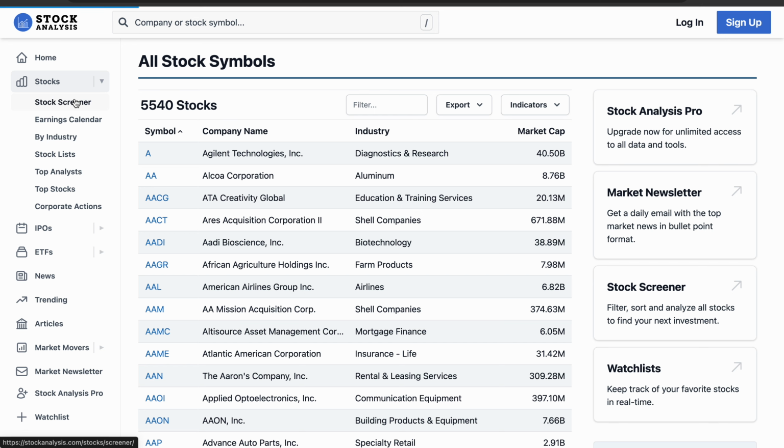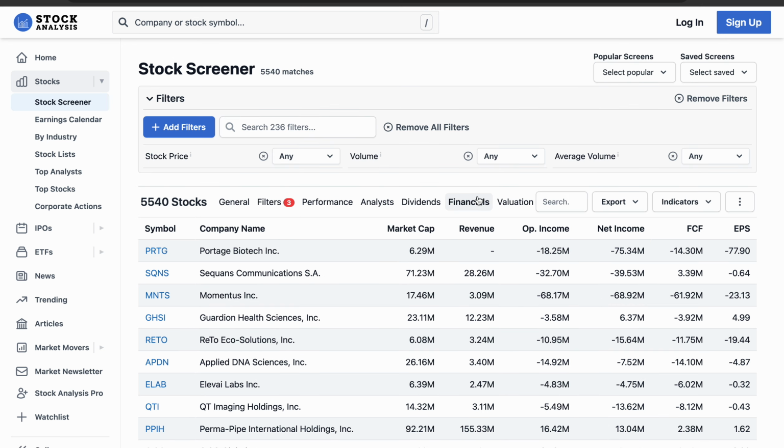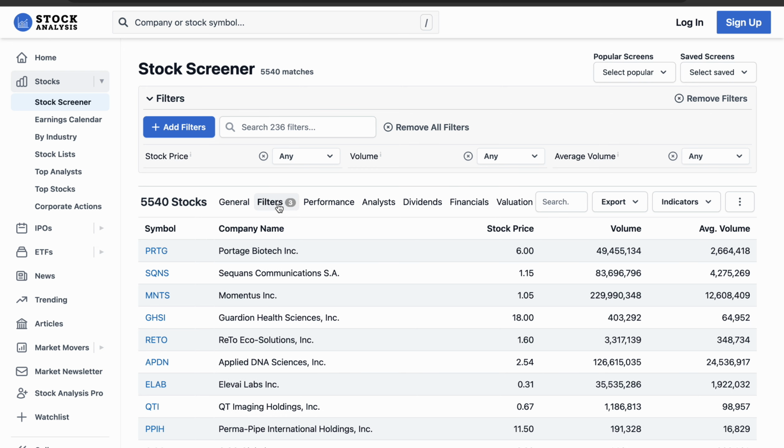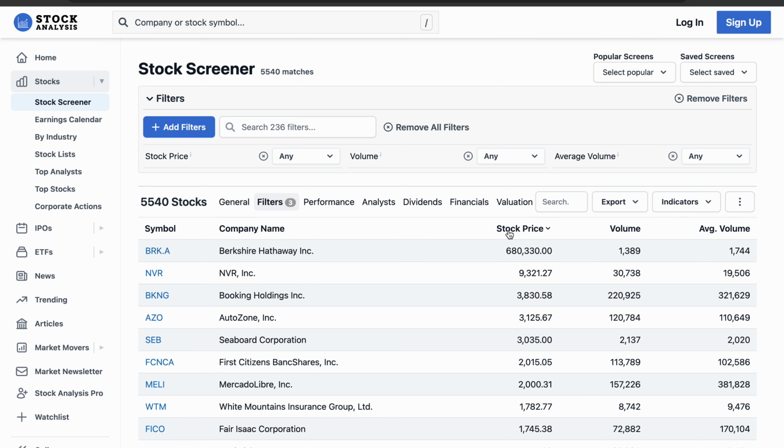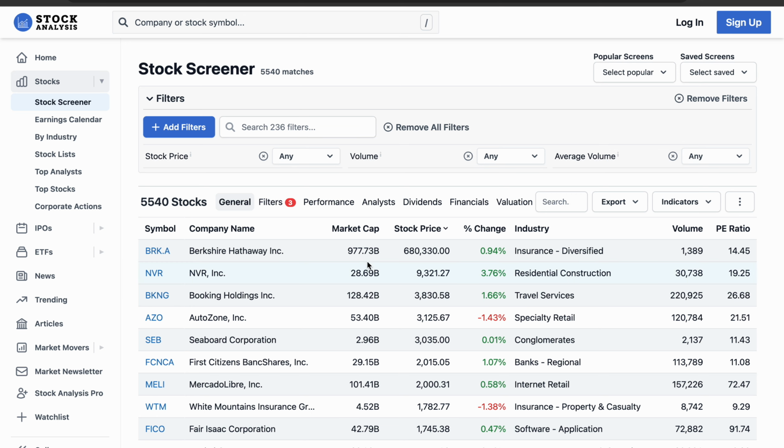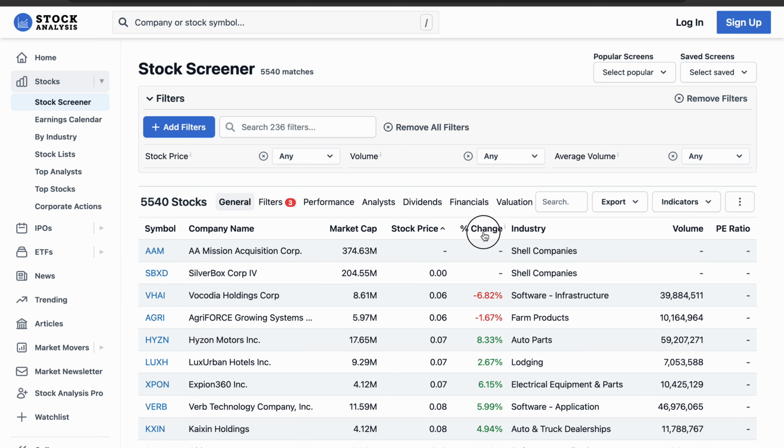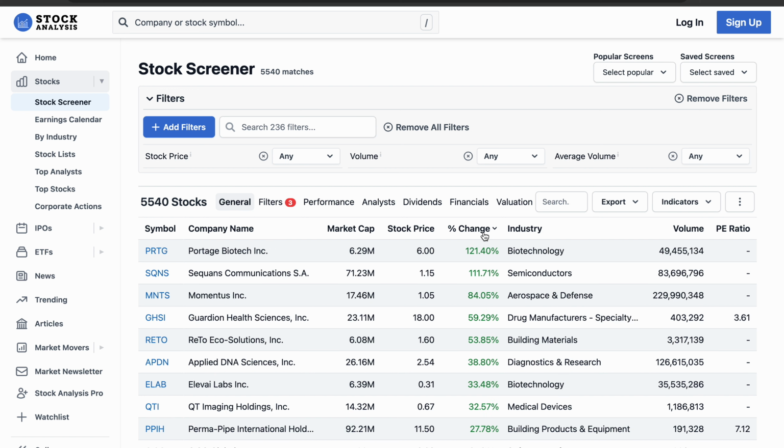Okay, we were here. Stock screener, filter, stock price. Oh, it's only taken that. Let's go to the general one. Okay. Choose the lowest, and which is moving upward.